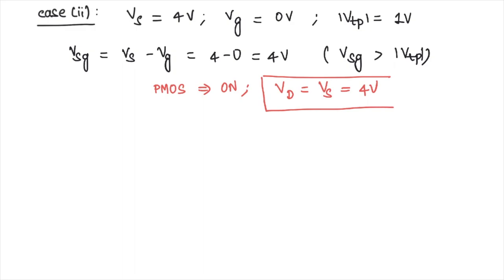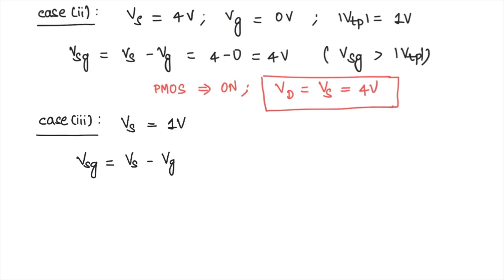And here you cannot say that it is a strong one because it is not passing exact VDD 5 volts here. Now we will proceed to the third case. Here we are going to consider VS is equal to 1 volt. Therefore, my VSG will be equal to VS minus VG, which is 1 minus 0, which is again 1 volt, wherein mod VTP is also 1 volt. So VSG here is equivalent to mod VTP.